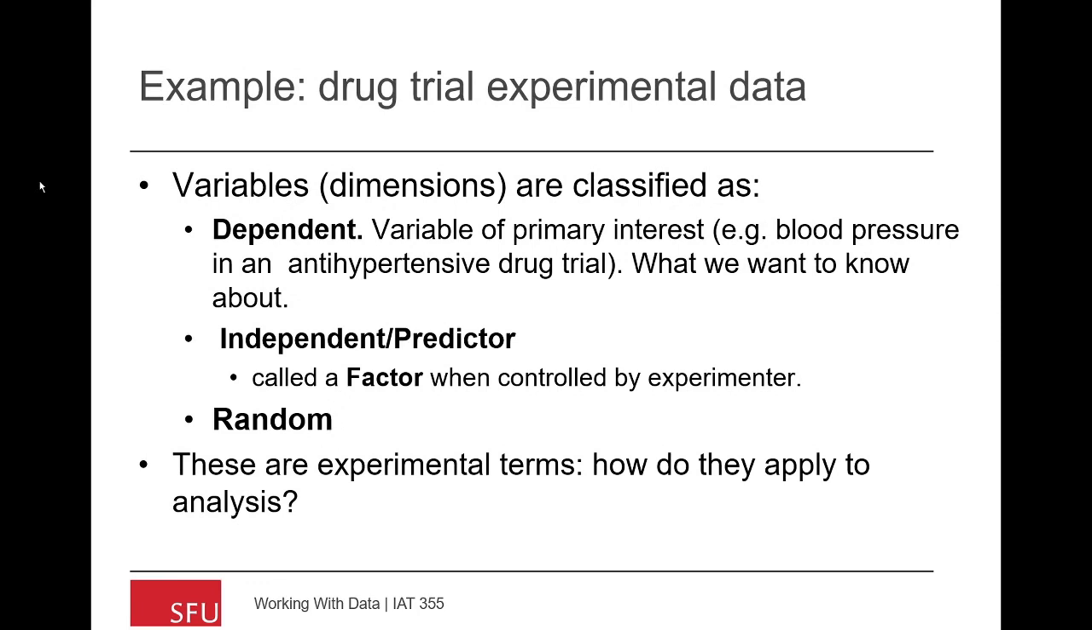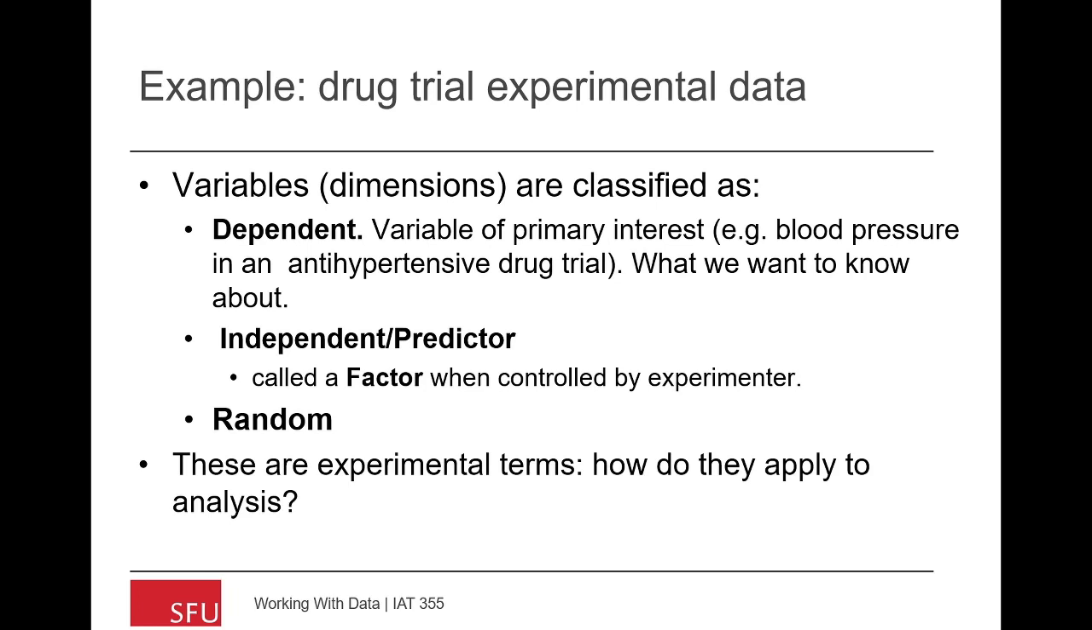Okay, so let's give a little example of data wrangling. This is really just a tiny example. What we're going to talk about in experiment data is that you have a number of variables or dimensions. In experiments, typically variables are classified as dependent. Typically, those are variables of primary interest.